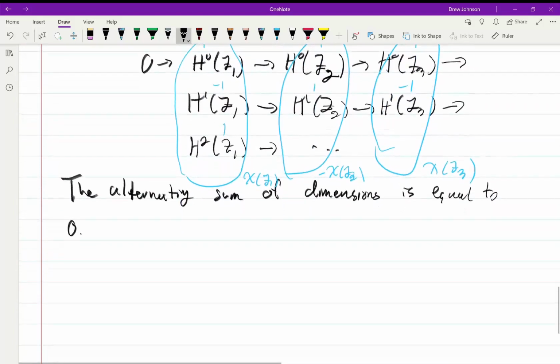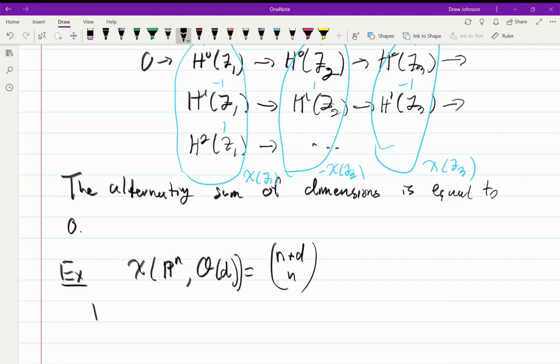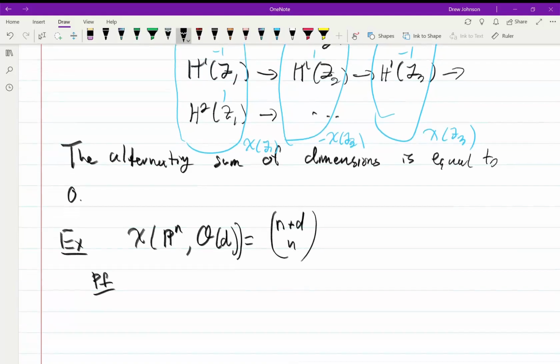Let's go ahead and start by computing the Euler characteristic of the only sheaf we really know as far as its cohomology. So the Euler characteristic on Pn of the Serre twisting sheaf O(d) will just be n plus d, choose n. Let's check if that follows from what we know about it.